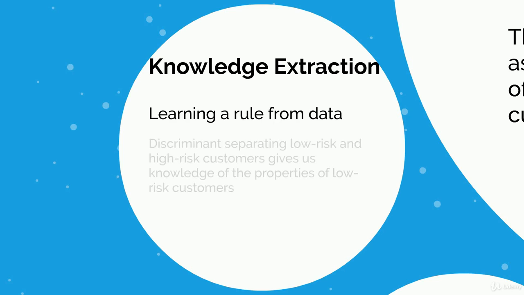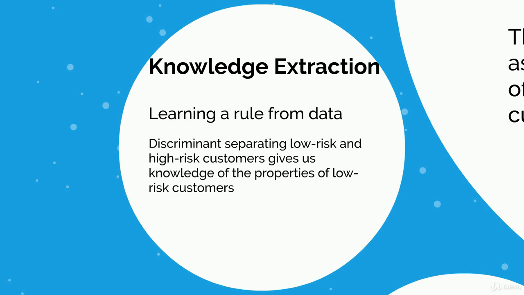And so it's going to benefit the user to develop that discriminant which separates the probability of heads versus the probability of tails. In our example before, we're separating low risk and high risk customers. So this is going to tell us about the properties of low risk customers as well as the properties of high risk customers as well. So the discriminant here is the knowledge that we're extracting, and that can be accomplished using a classification algorithm.